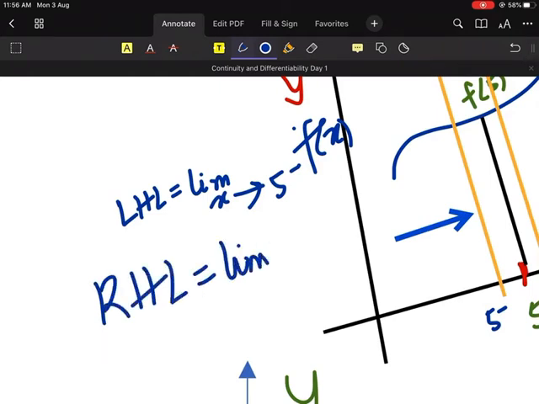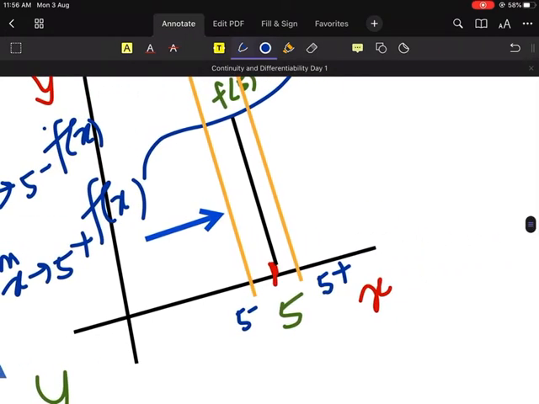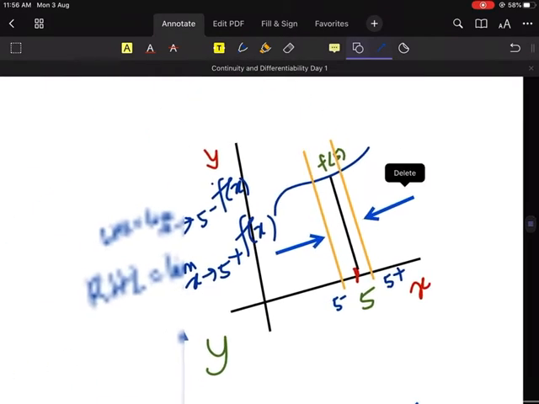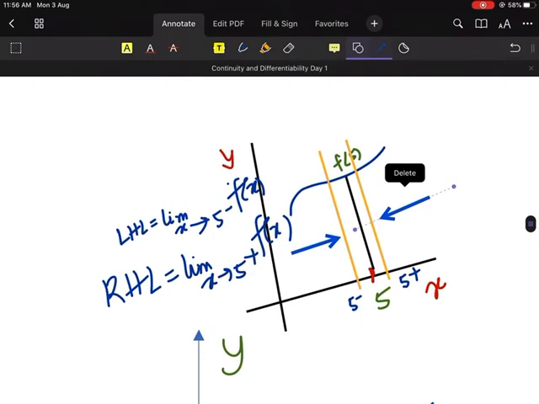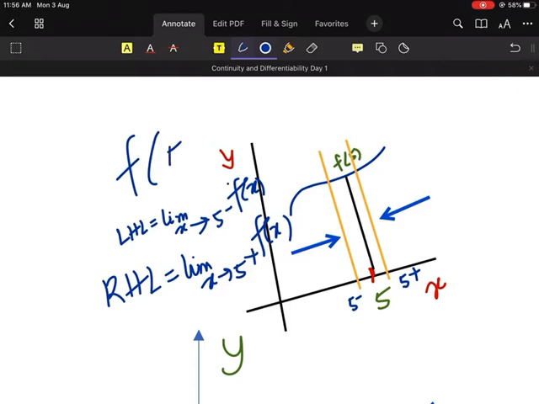Now next I find the right hand limit. Right hand limit is what? Limit x tends to 5 plus f(x). This is the right hand limit. I found the limit at 5 minus, I found the limit at 5 plus. Then what will I find? I find the value of the function at the point 5, and that is what?